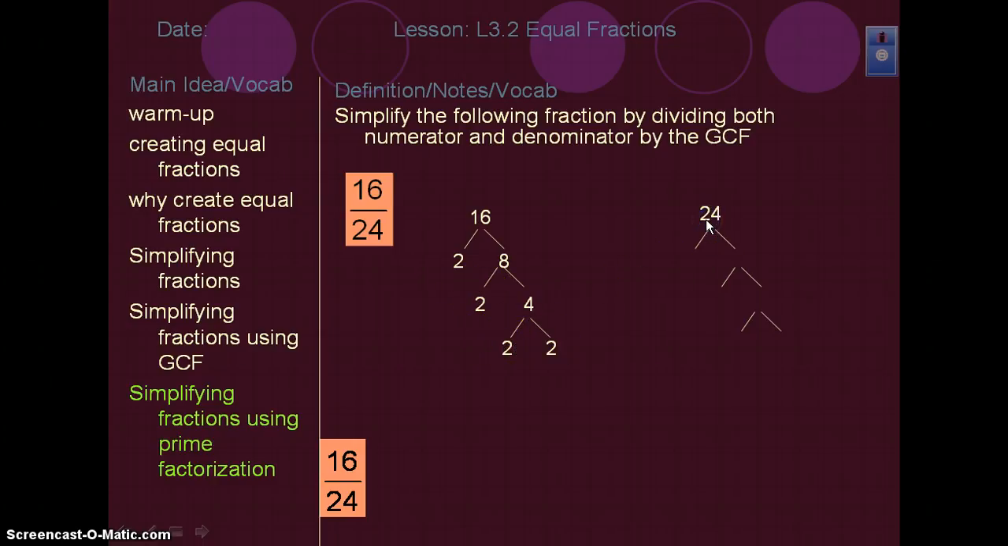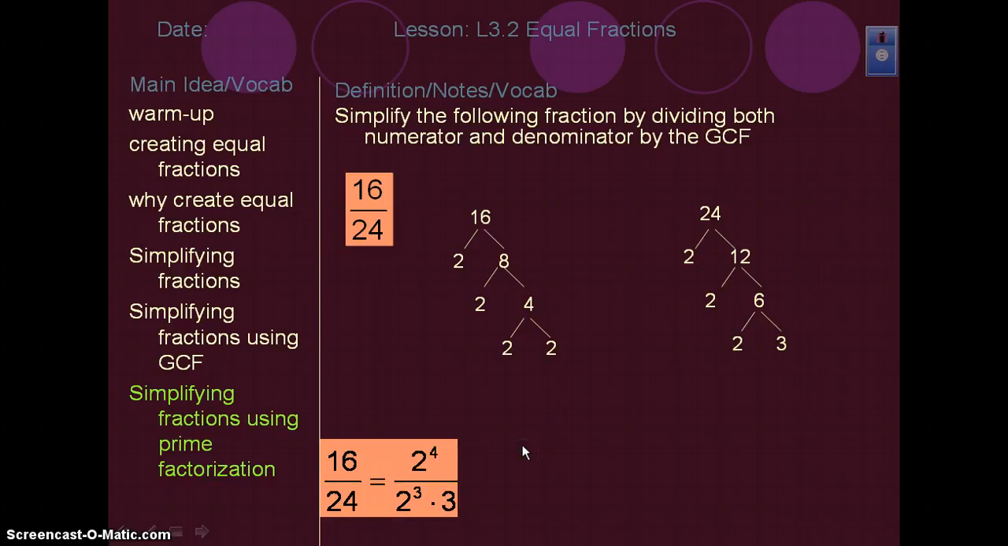Our prime factorization of 24 can be split into 2 times 12. I always like to split it into a 2 first because a 2 right away is a prime number. 12 can be split into 2 times 6. 6 can be split into 2 times 3. Our prime factorization of 24 is 2 times 2 times 2 times 3.